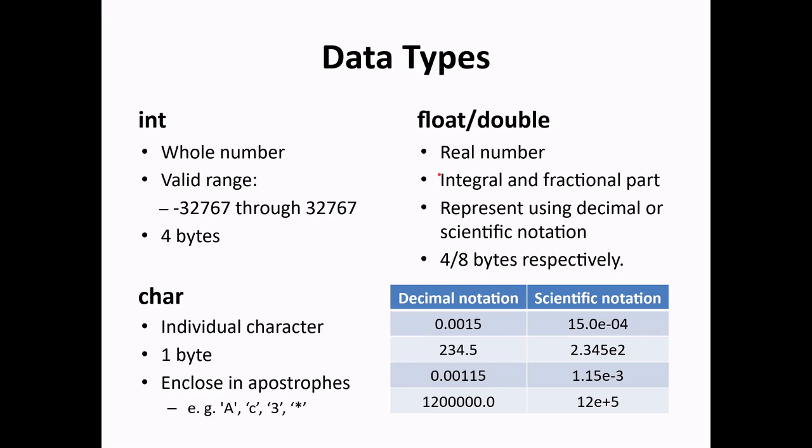So, built-in data types. C has a handful of data types, each with a keyword associated with them. There are technically more than this, but these are the easiest ones. There's the int, which is short for integer. They are whole numbers with a valid range minus 32767 through 32767. In memory, they take up 4 bytes.